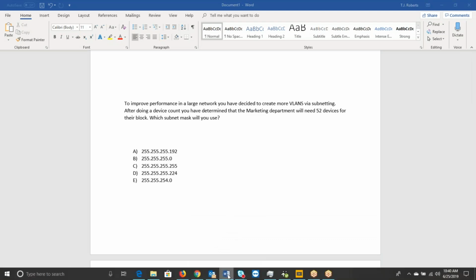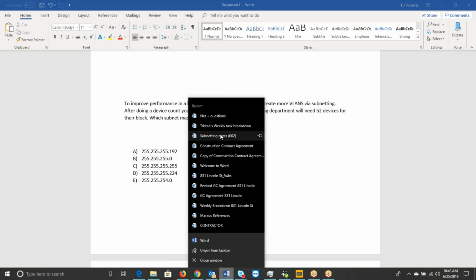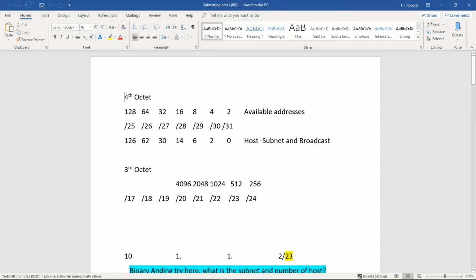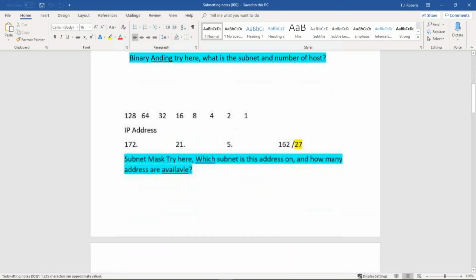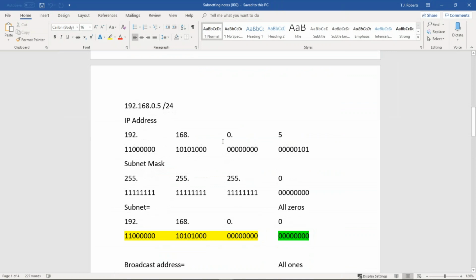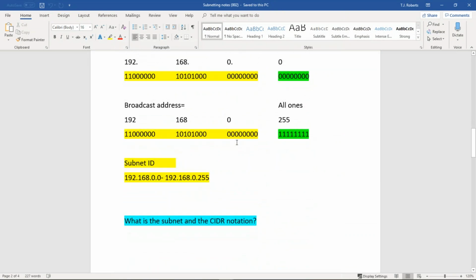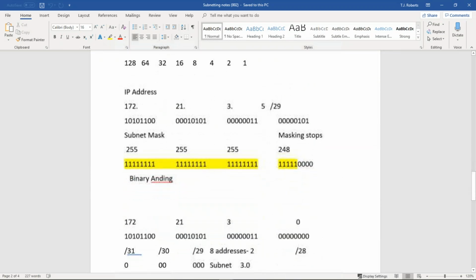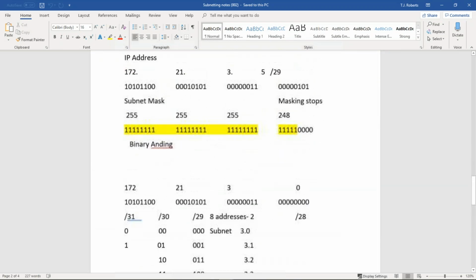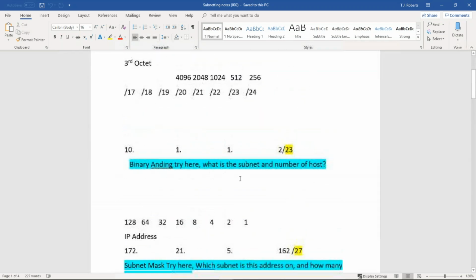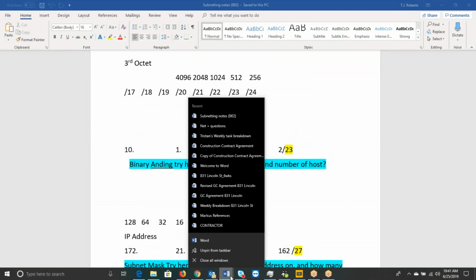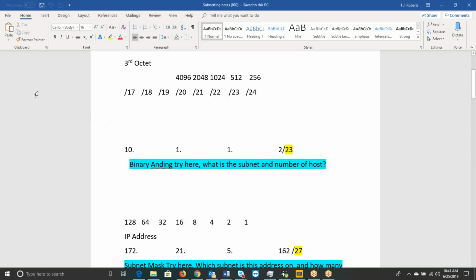So I'm going to open up another, I believe it's this one. Yeah, here we go. Okay, so this is a good one to use. This is a document that I created a while ago when I was showing how to subnet and all that. Actually I think the other one would be better to use. Let me see if I can find it real quick. Subnetting.